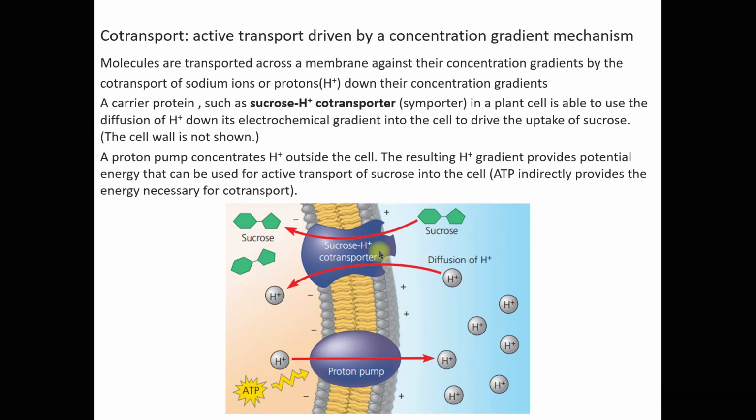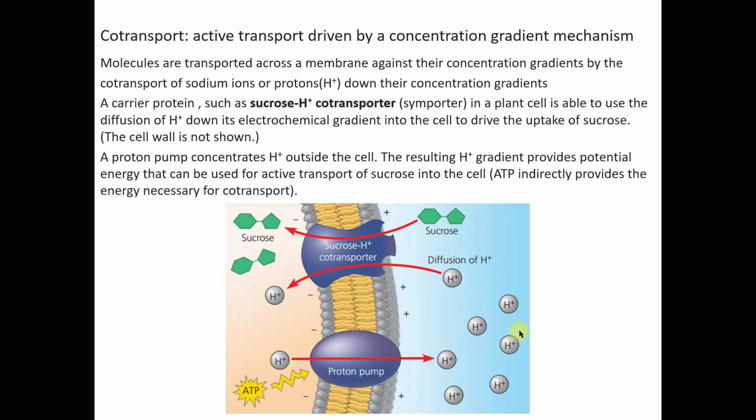Symporter means it involves two different substances to be taken in, or to be transported by this co-transporter. Two different substances. Uniporter means this co-transporter only allows one substance to pass through, to be taken in or to be pushed out.